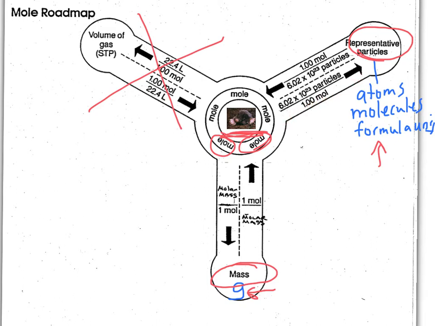You follow the arrow, 6.02 times 10 to the 23rd particles on top, which is going to be atoms, molecules, or formula units. We never write particles. And 1 mole on the bottom. Same thing with this down here on the bottom.